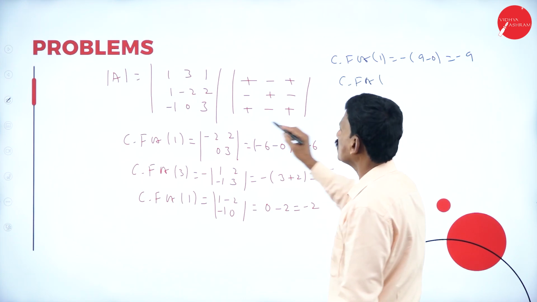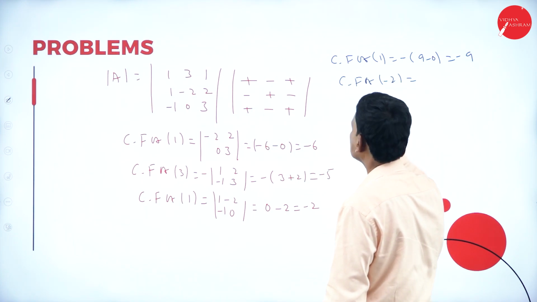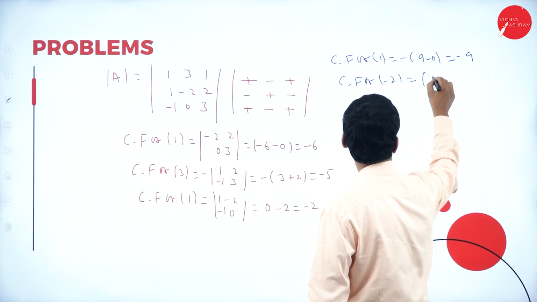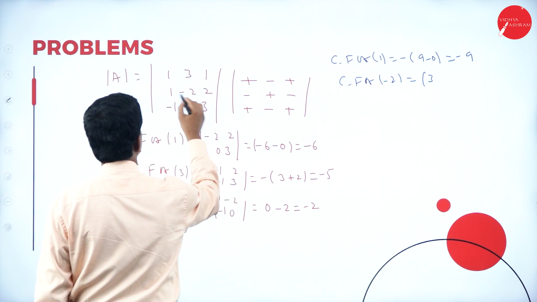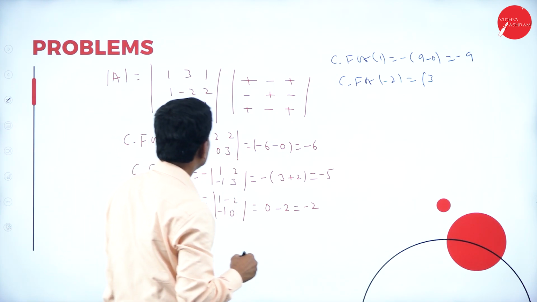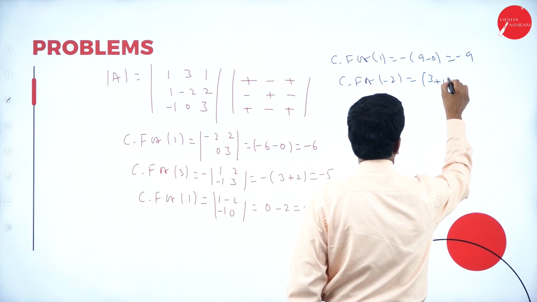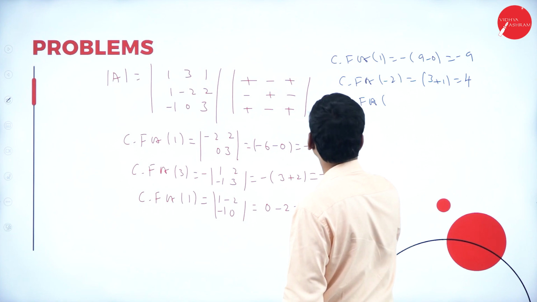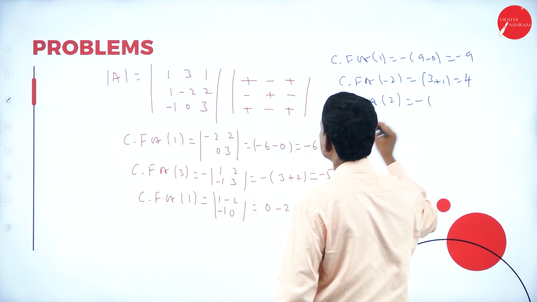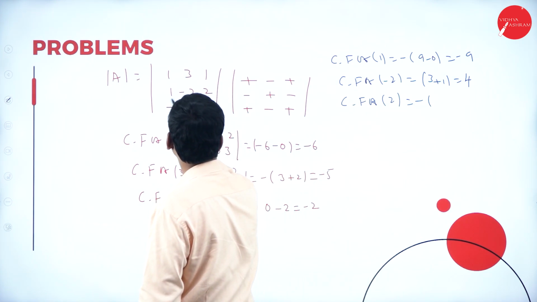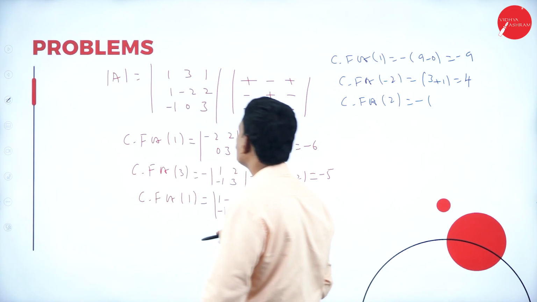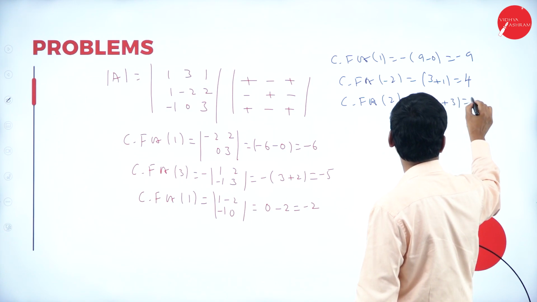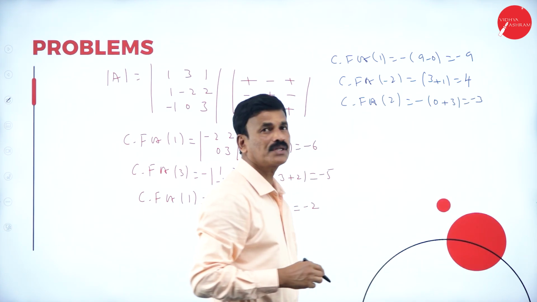Similarly, cofactor of minus 2. It is positive. This row and column is gone. 1 3s are 3. Minus into minus, it is plus. 3 plus 1, this is equal to plus 4. Again, cofactor of 2 is equal to minus. This row and column is gone. What is left is 1 into 0 is 0. Minus into minus plus 3, that is equal to minus 3. So the second row cofactors are minus 9, 4 and minus 3.